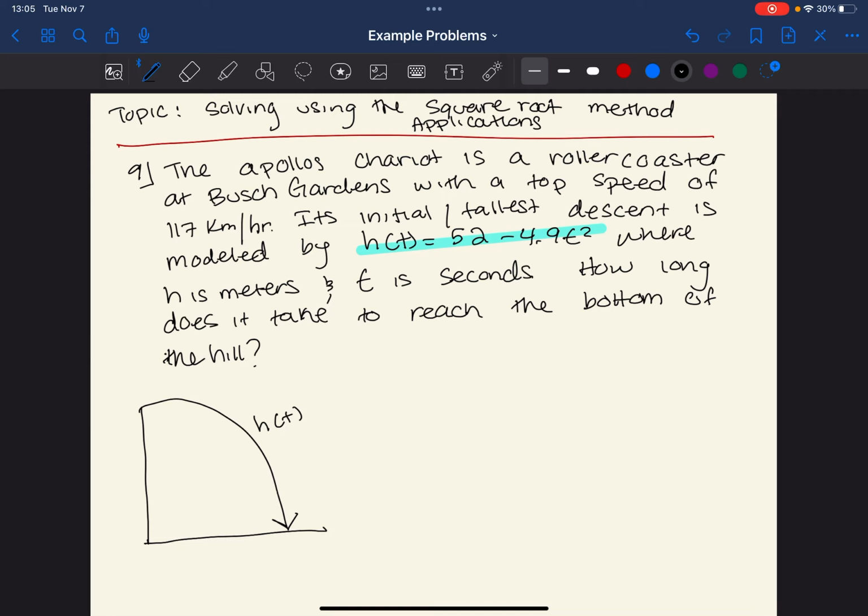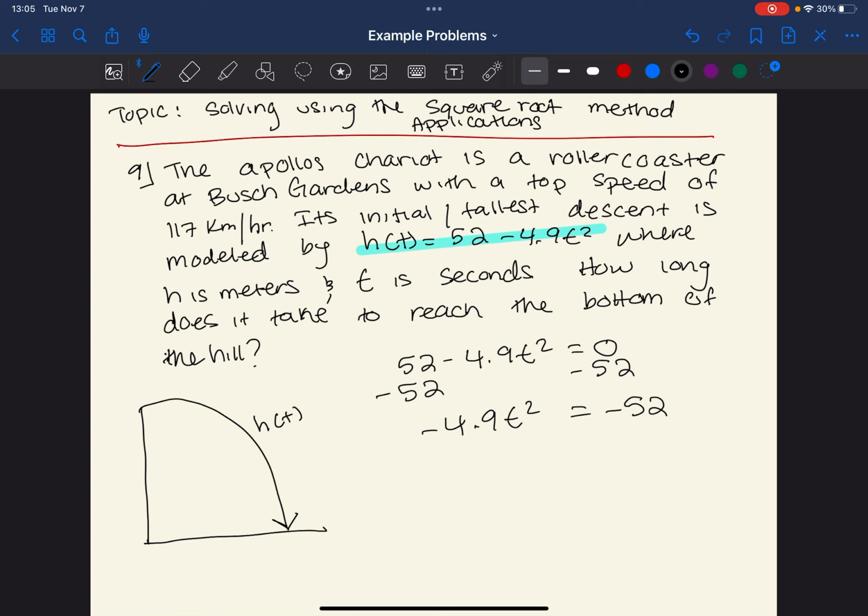So we have 52 minus 4.9t squared equals 0. Okay. Since we're using the square root method, here we are going to get that t by itself. In order to do that, we're going to subtract 52 from both sides, and we get negative 4.9t squared is equal to negative 52.